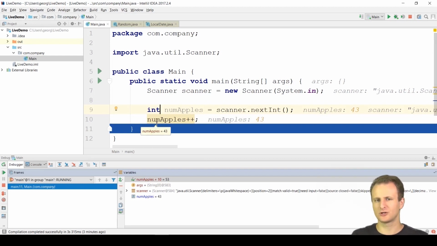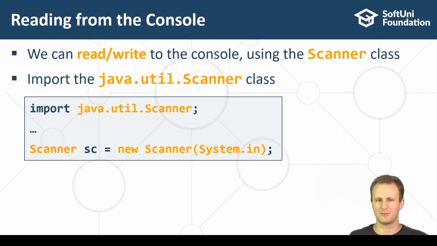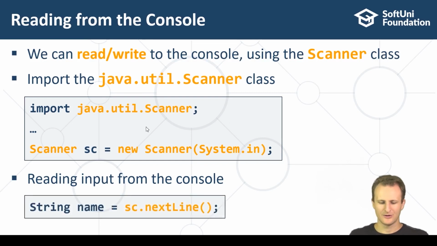Okay, continuing on from here, we had a program which read an integer from the console, assigned it to the variable numApples, and increased that numApples by 1. All things that you should have seen by now, but we're covering them so we can formalize them a bit. Okay, so you have other ways of reading input from the console.